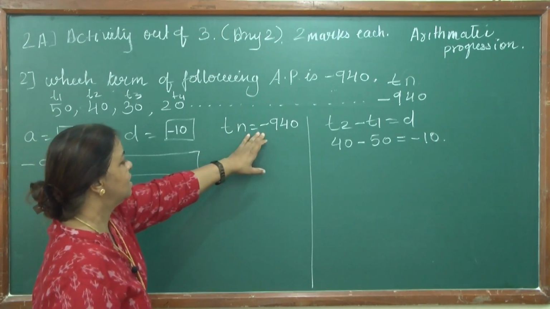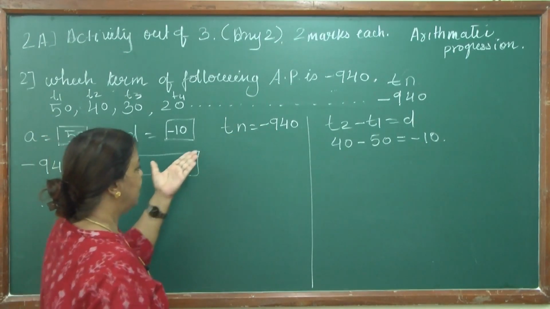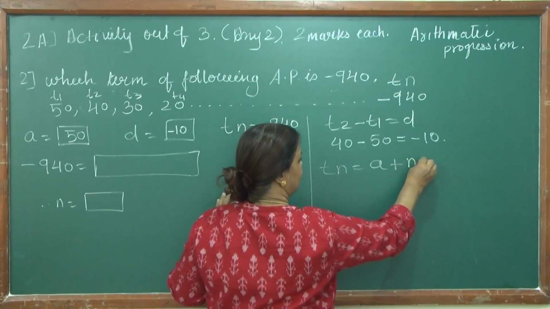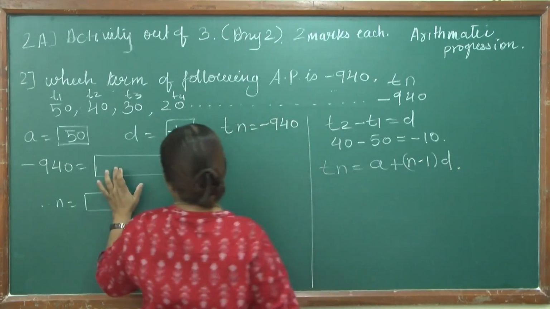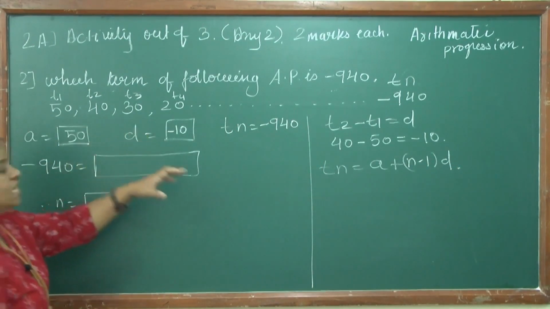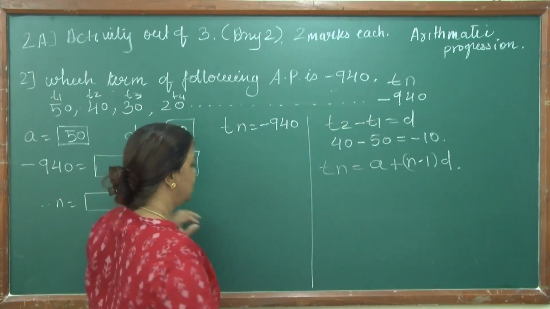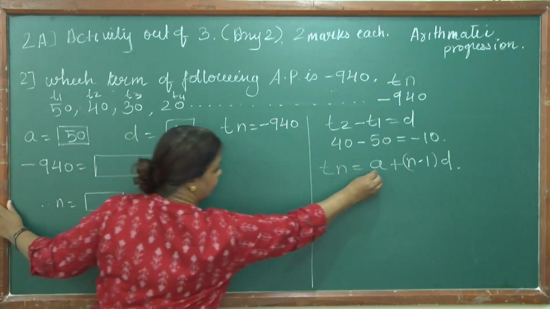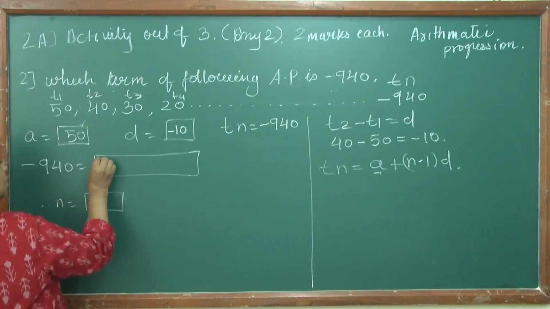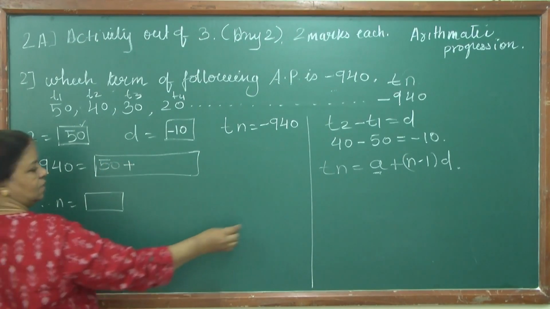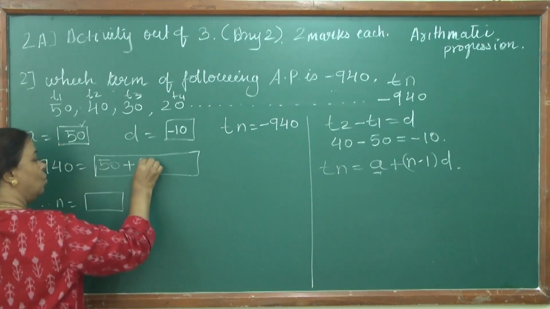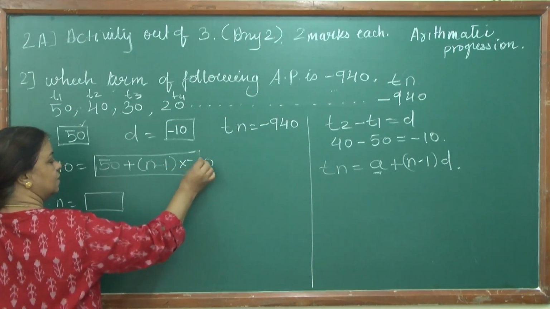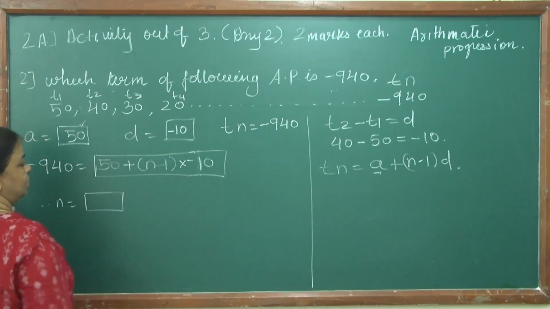Now Tn is minus 940, given. For finding any nth term, we have to use this formula, a plus (n minus 1) into d. Here Tn is minus 940, so we will use minus 940. Tn is equal to a, and a is 50, plus (n minus 1), n we don't know, into d, and d is minus 10. You got it?